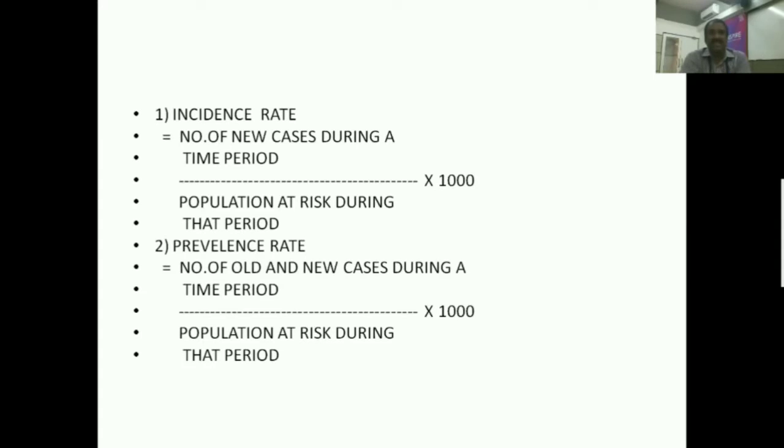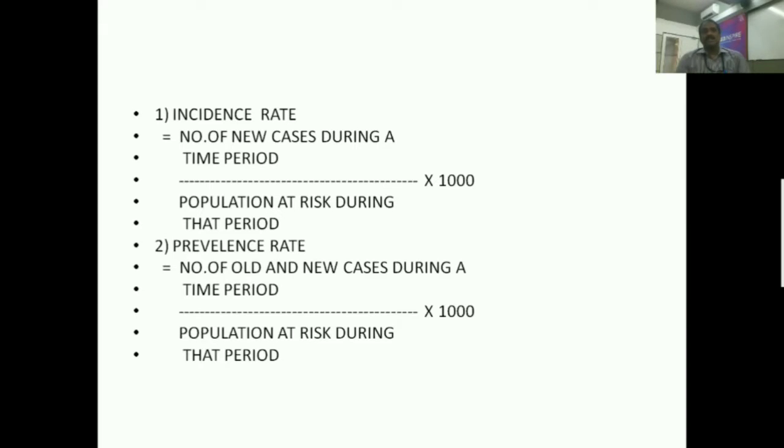First I'm explaining what incidence rate is. In the incidence rate, generally we are going to consider only the new cases. In the prevalence rate, we are going to consider both old and new cases. So how do we find out the incidence rate?